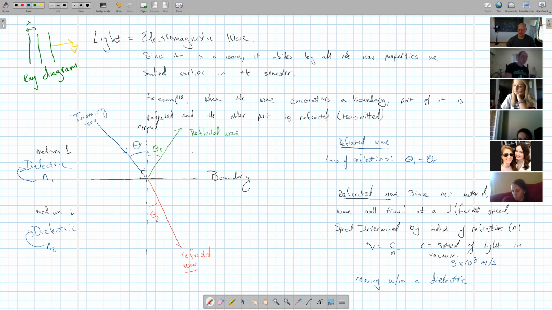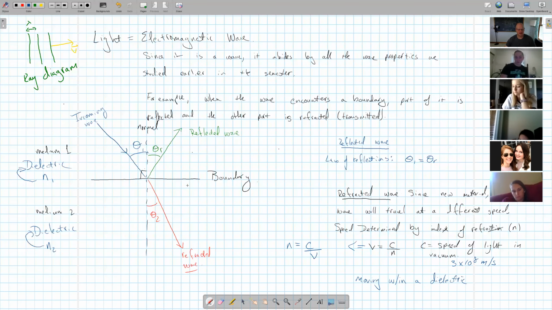But when it's moving inside of the dielectric, the speed gets slower by an amount given by the dielectric constant, or the index of refraction. So the speed at which it moves inside of this medium is going to be the speed of light divided by the dielectric constant, which means that the dielectric constant is defined as the speed of light divided by the speed at which it moves inside of the medium.